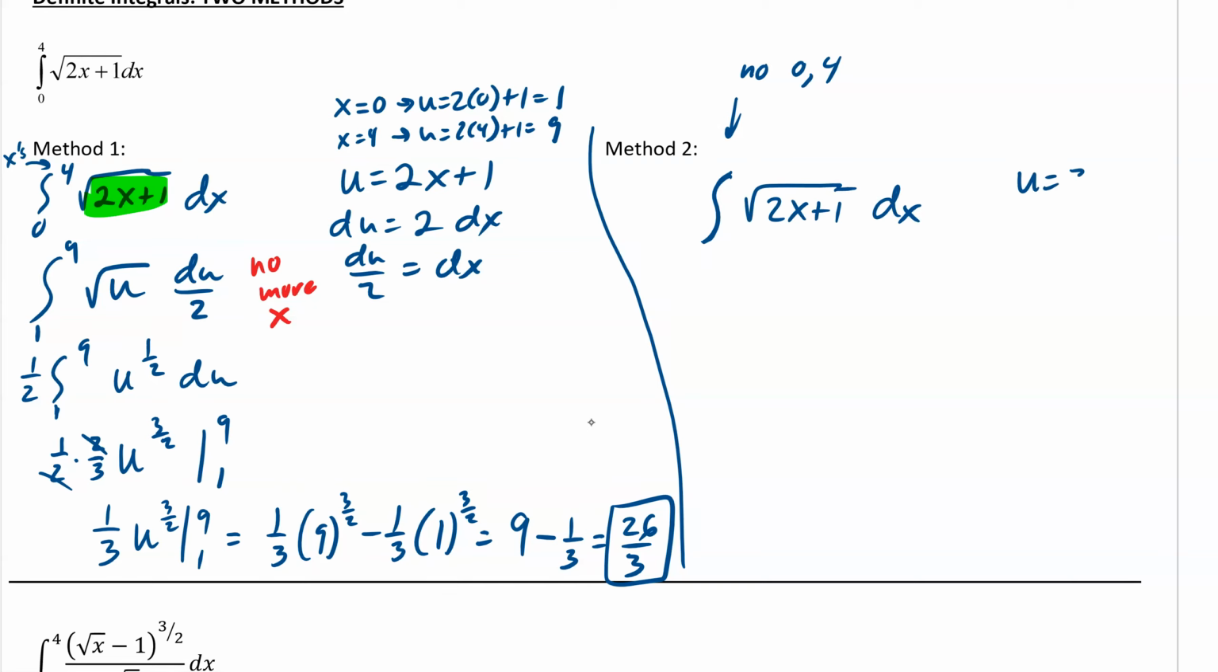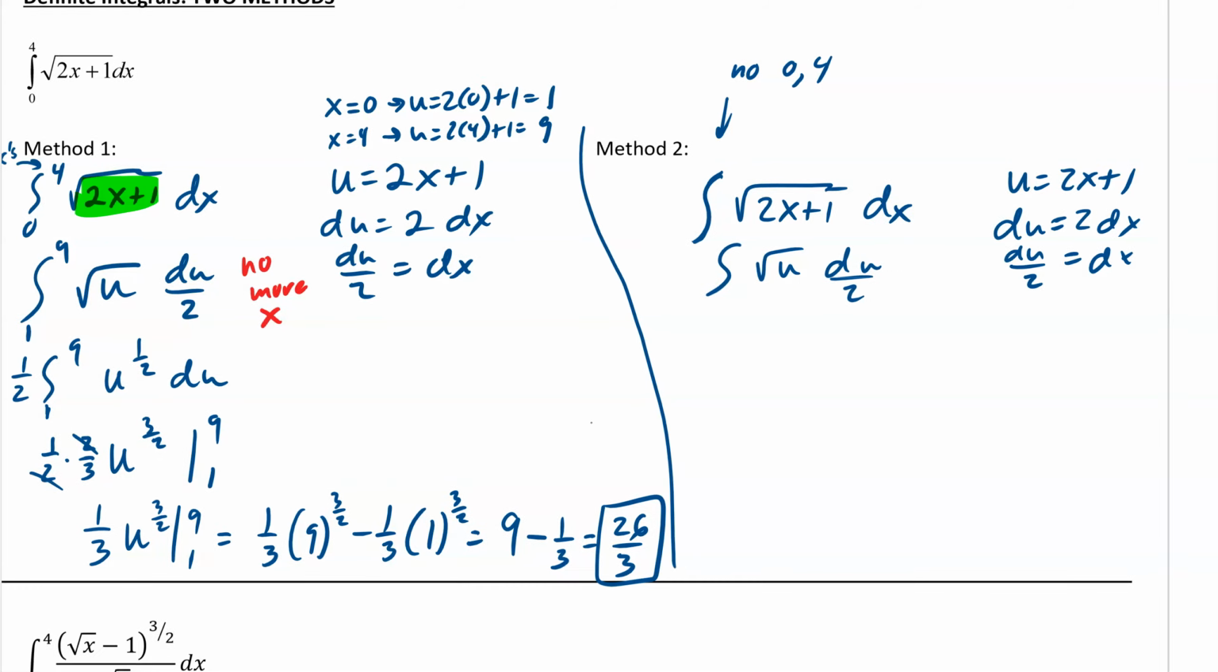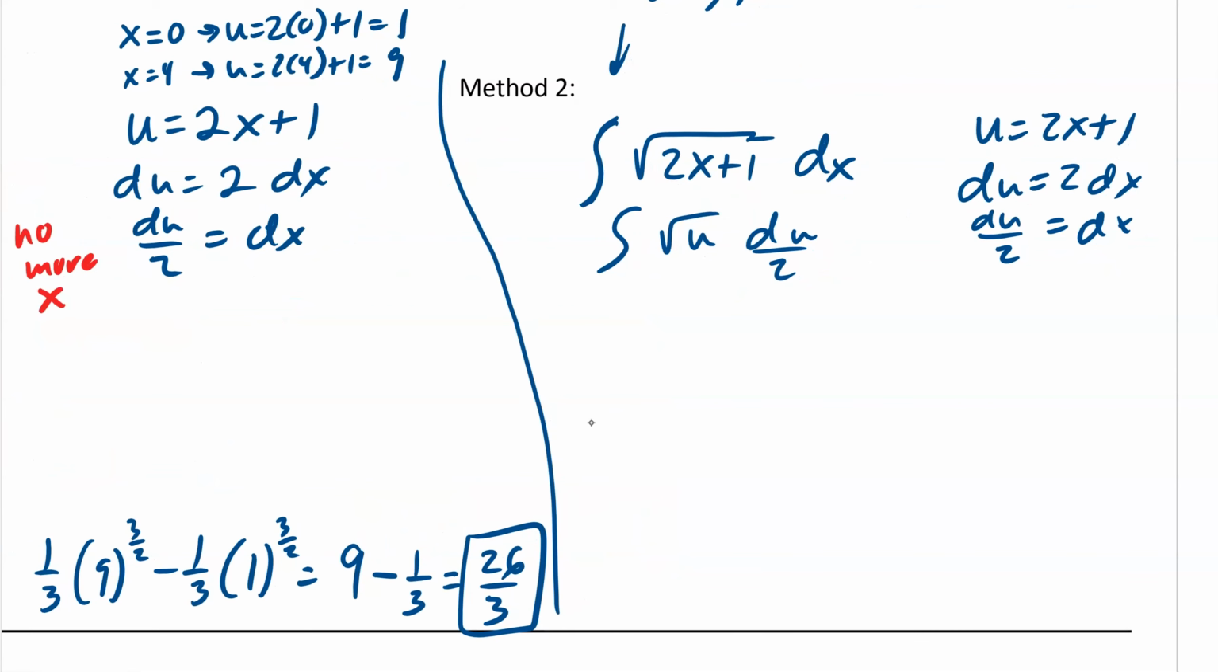And so we say u equals 2x plus 1. And so du would equal 2 dx, and so dx equals du over 2. And so we end up with the integral of square root of u, du over 2. And we just keep integrating. We don't worry about those numbers until the very, very end. So we have 1/2 integral u to the 1/2 du. So this again is u to the 3/2, 2/3, 1/2, cancel, cancel, plus c.